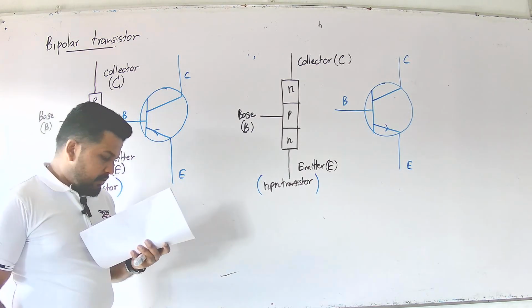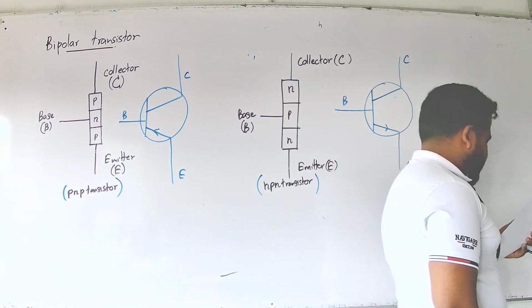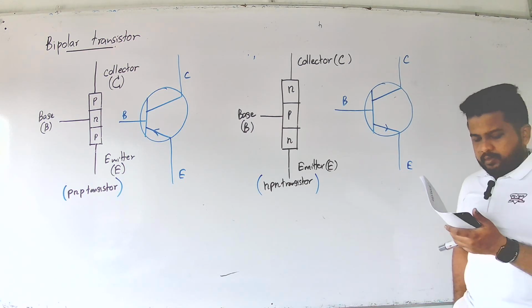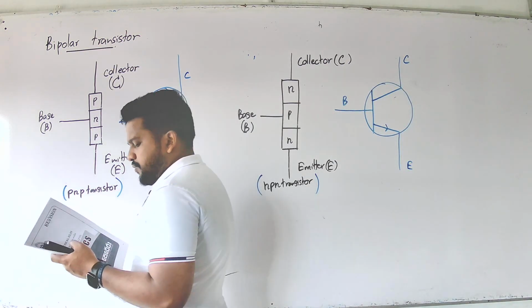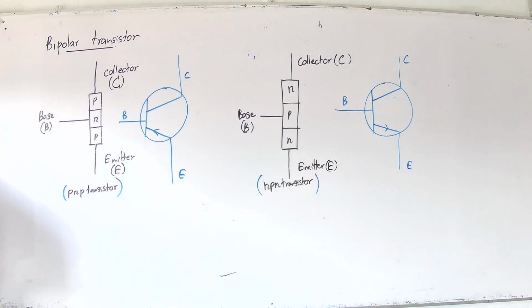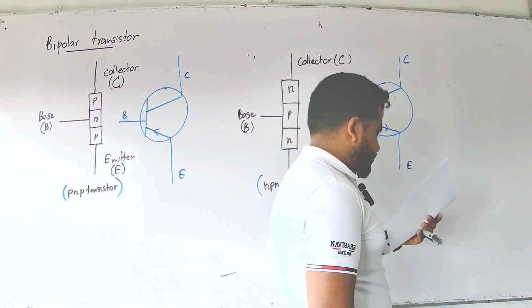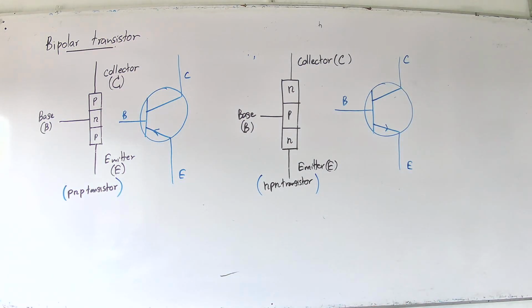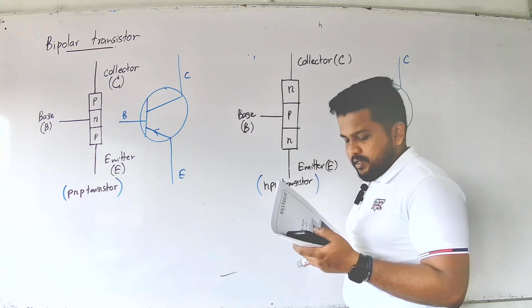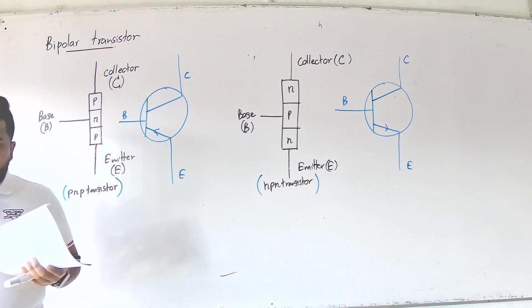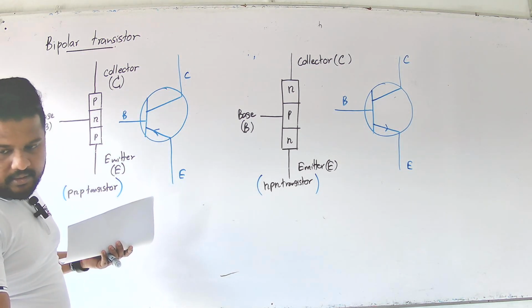Concerning the action of the transistor, the region which emits charge carriers is known as the emitter.